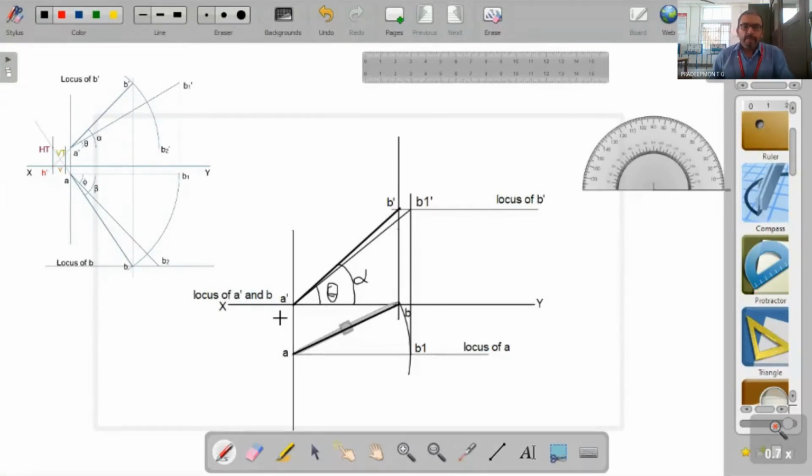Now we need to find out the true inclination with the VP also. So in order to do that, we have to rotate the front view, that is A dash B dash.